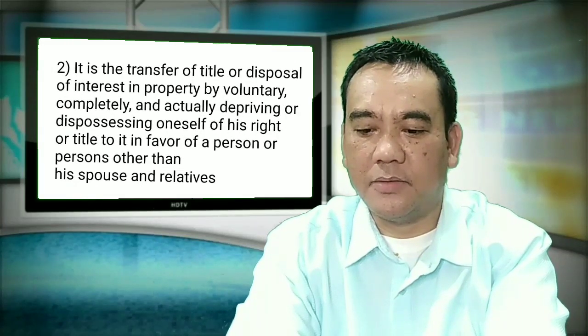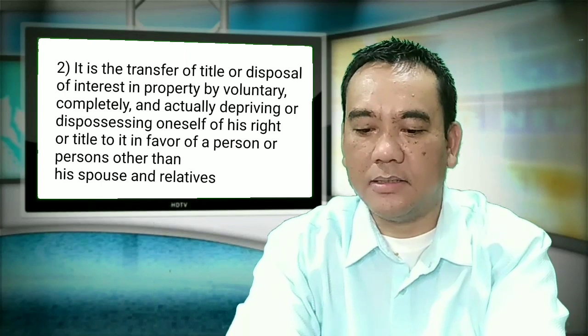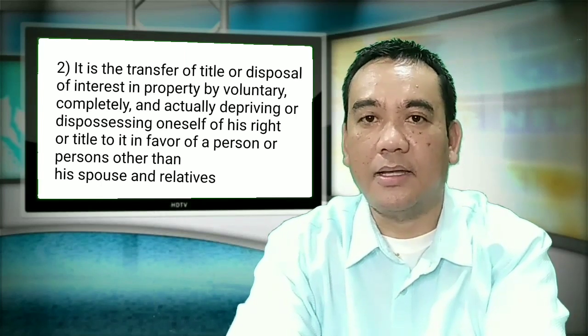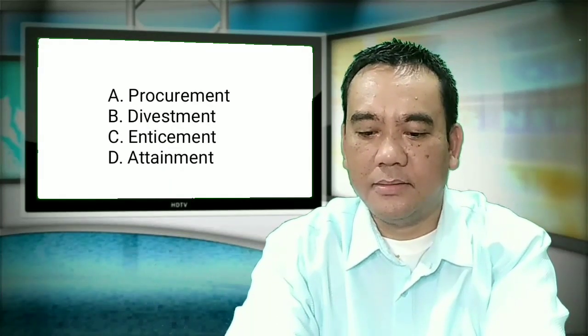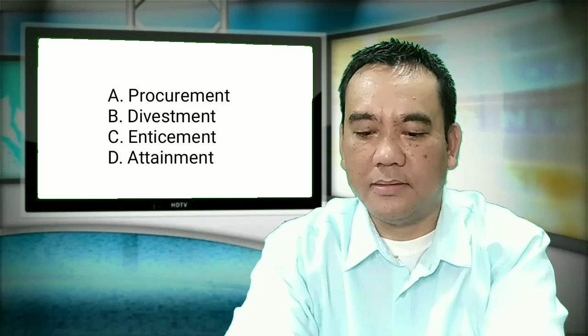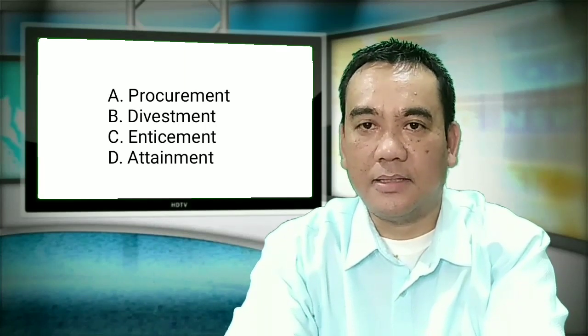Question number 2. It is the transfer of title or disposal of interest in property by voluntarily, completely, and actually depriving or dispossessing oneself of his right or title in favor of a person or persons other than his spouse and relatives. A. Procurement. B. Divestment. C. Enticement. Or D. Attainment.